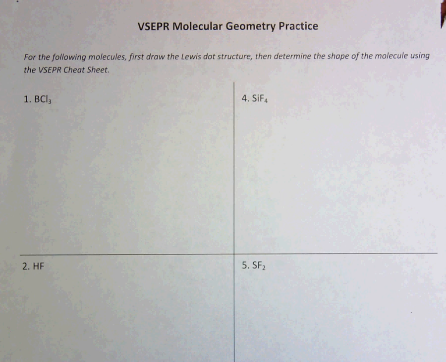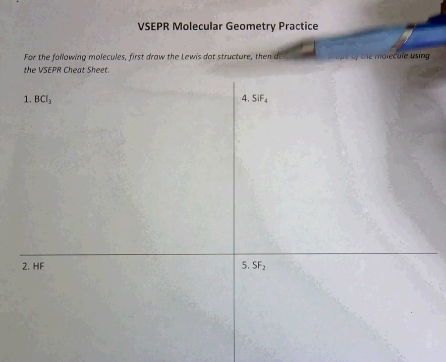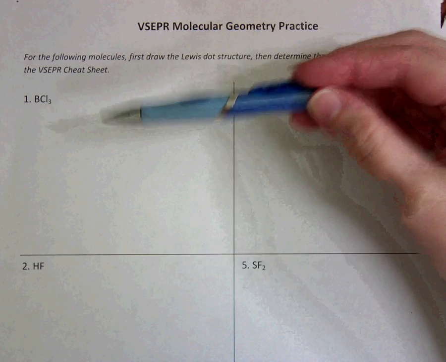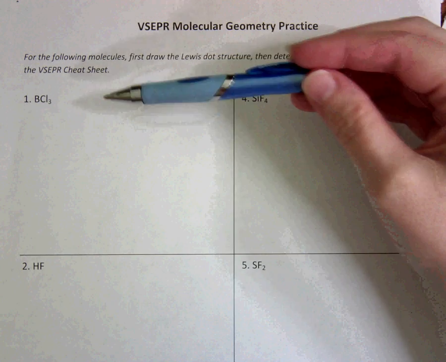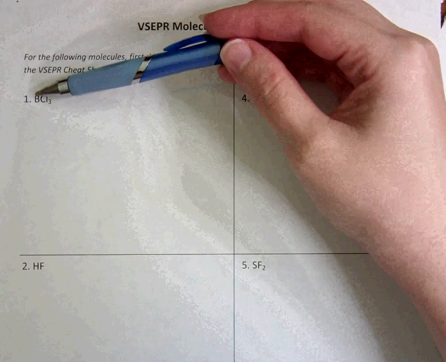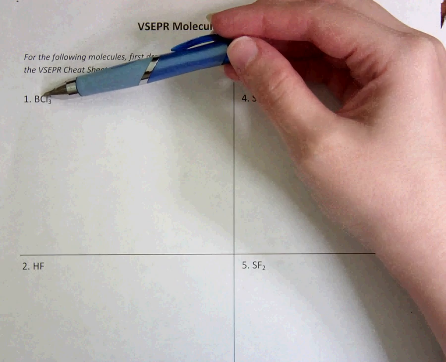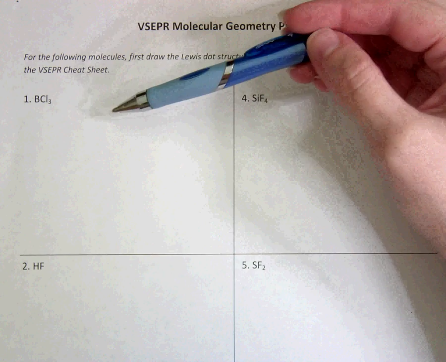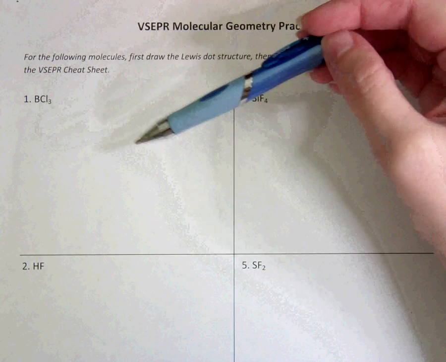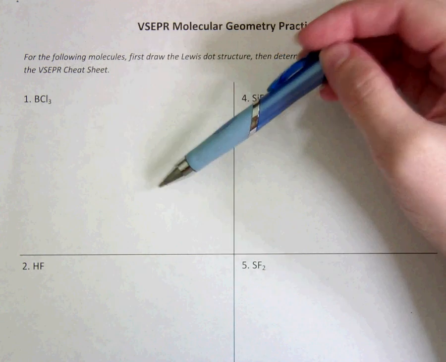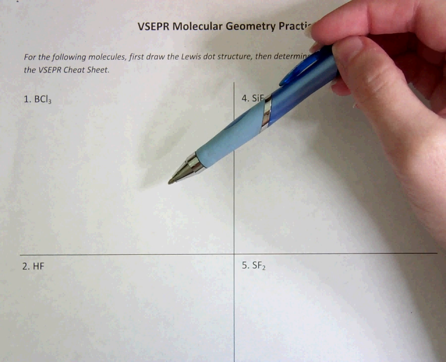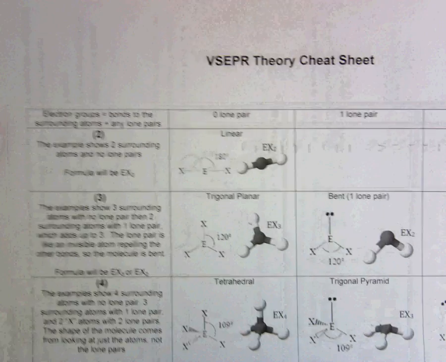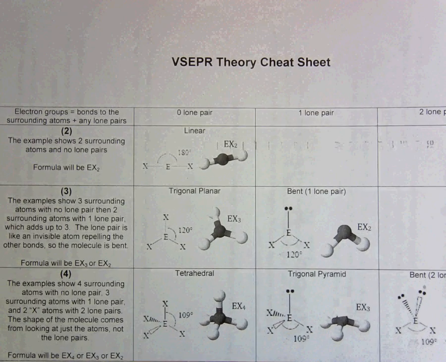VSEPR molecular geometry practice. What you're going to be doing in this worksheet and the other page just like it is you're going to do the same thing as you did in the last packet, where you make a covalent bond using the atoms that it tells you are in the molecule right here. After you've made the covalent bond though, which you've already been shown how to do in the last packet, you're going to add on to that what shape that molecule will have based on the bonds that it makes. And you're going to use this sheet from your reading material to figure that out.